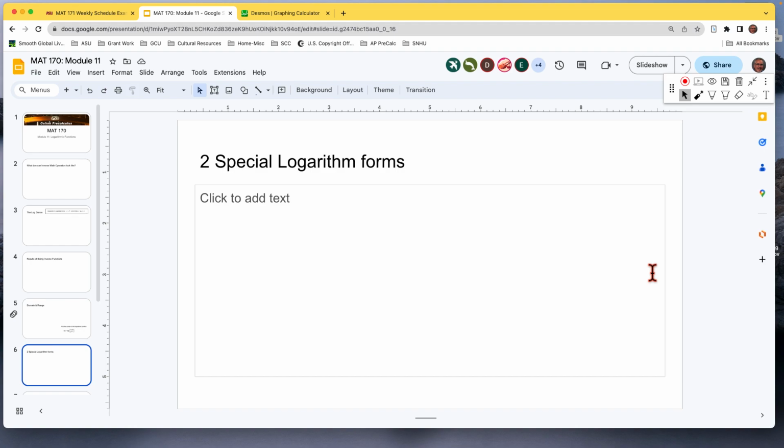Okay, special log forms. You guys took half my thunder away.